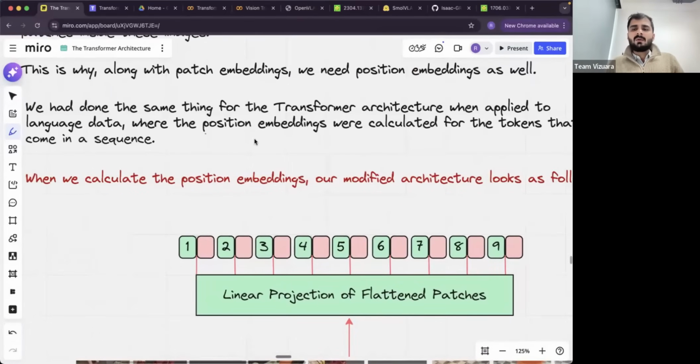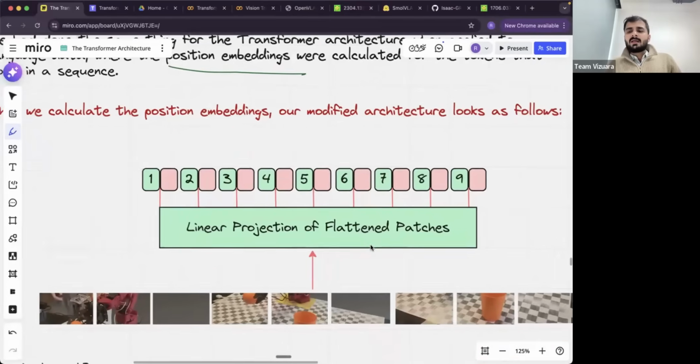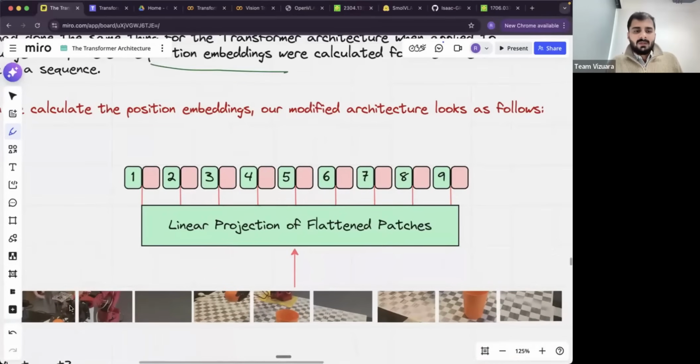Position embeddings are calculated and our modified architecture looks like this. First, we create these patches, then we do a linear projection of these flattened patches. And this is the token embedding. And this is the position embedding for each of the patches which we see in the image.